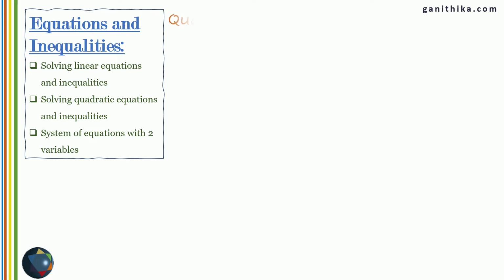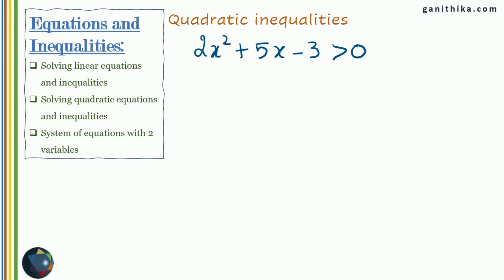Now let's consider an example and do one quadratic inequality question. So consider this example: 2x square plus 5x minus 3 greater than 0. It is strictly greater than 0, not equal to 0. Remember that. Now solve for this.